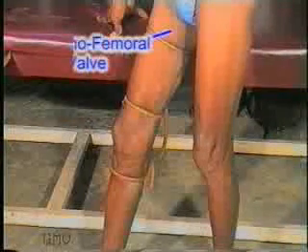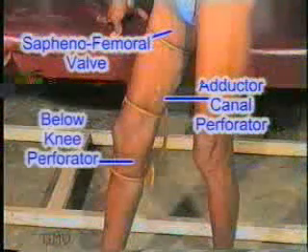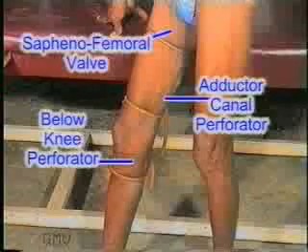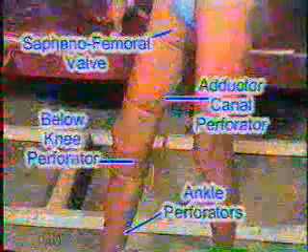This divides the long saphenous vein into 4 segments, each with one constant perforator. The saphenofemoral valve above the first tourniquet, the mid-thigh perforator in adductor canal between the first and the second tourniquets, the below-knee perforator between the second and third tourniquets, and the ankle perforators below the third tourniquet. The tourniquets should be just tight enough to occlude only the superficial veins.